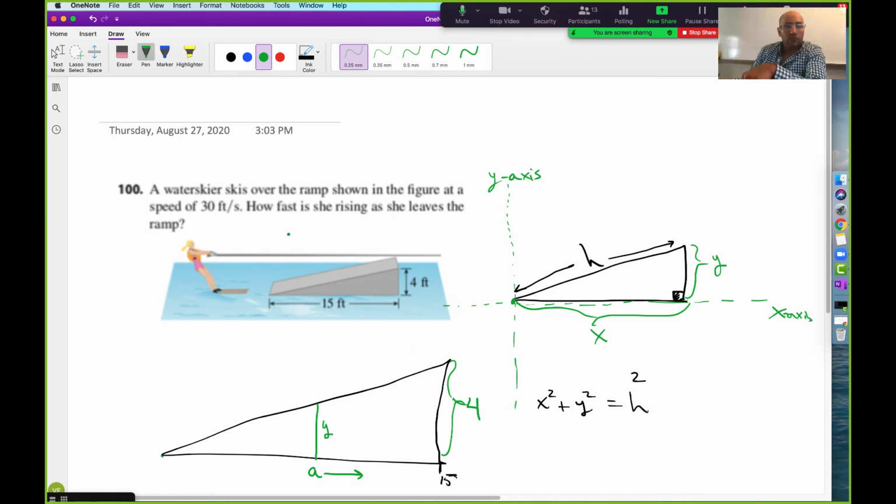But this question was asking us how fast is she rising, not what is her height, but what is the speed of her height, right? So we want the speed of y. That's what this is asking us. Correct.